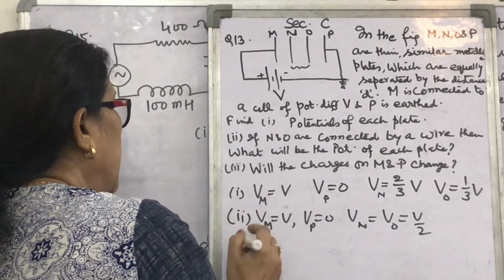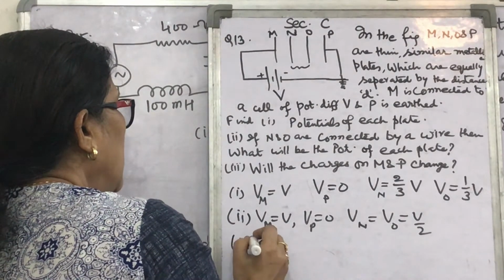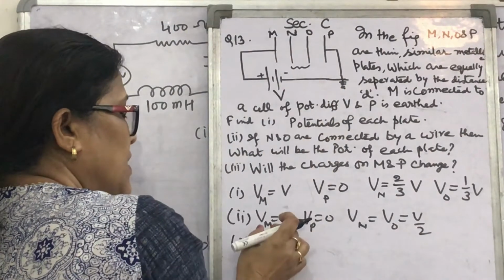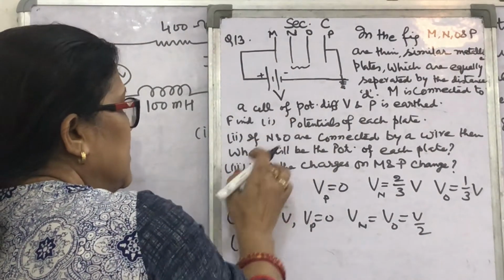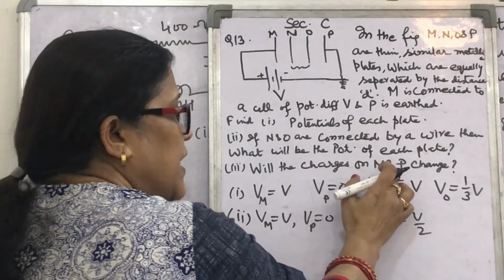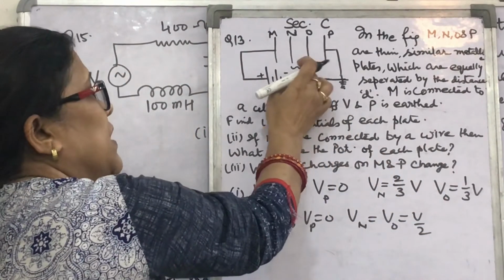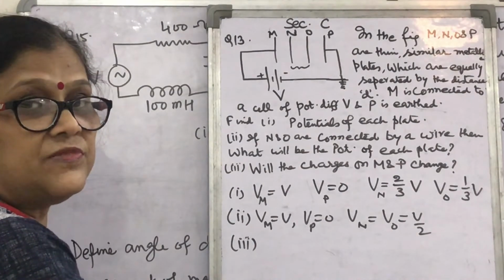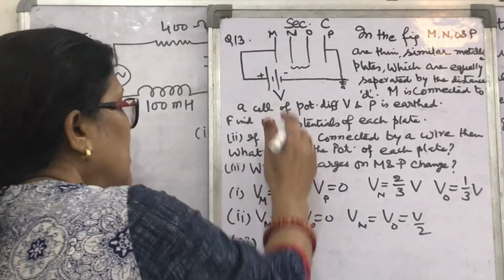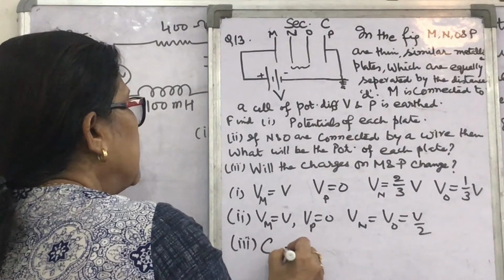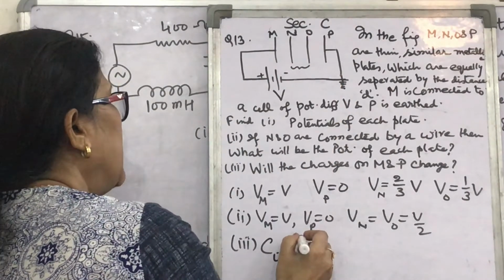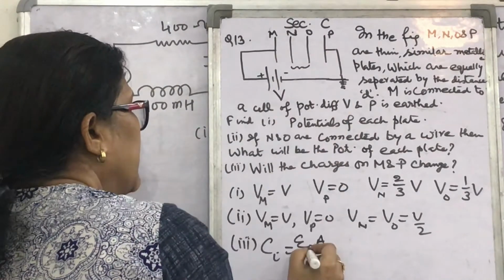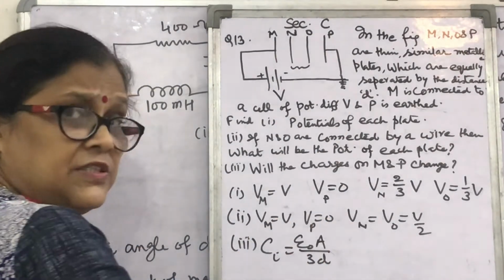Look at the third part. Will the charges on M and P change? If you join these two, then will the charges change? Yes. You know what the initial capacitance is when they are not joined? What will you write? Epsilon naught A upon d. What is this d here? You will write 3d.